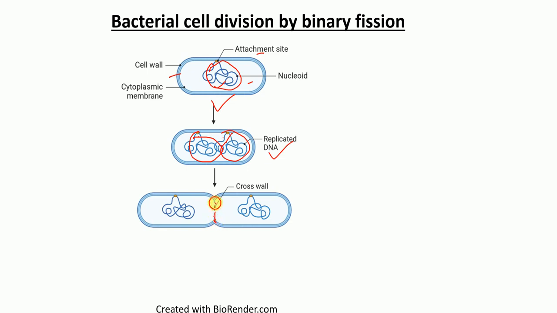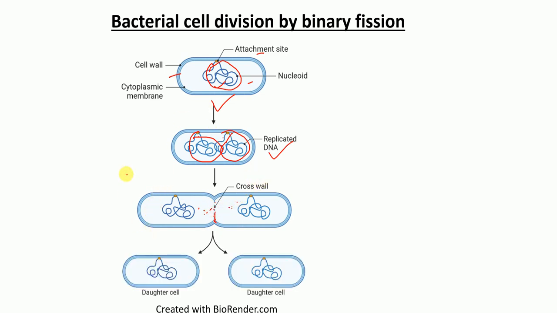The cross wall is formed, and the cytoplasm is halved into two different parts. And then finally, we get two identical daughter cells from a single bacterial cell. This is called binary fission. So what is binary fission?